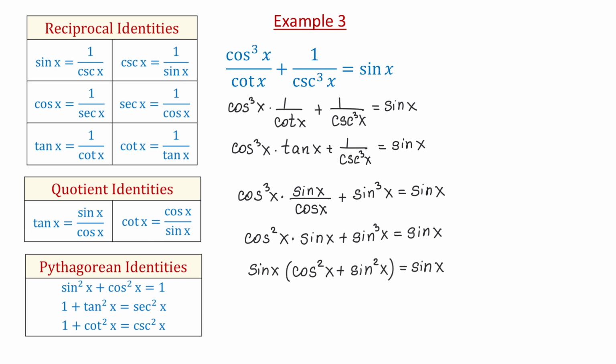Then according to the first Pythagorean identity, sine squared of x plus cosine squared of x equals 1. So the expression inside the parenthesis is 1. And now we have sine of x equals sine of x. So we just proved that the left side is identical to the right side.